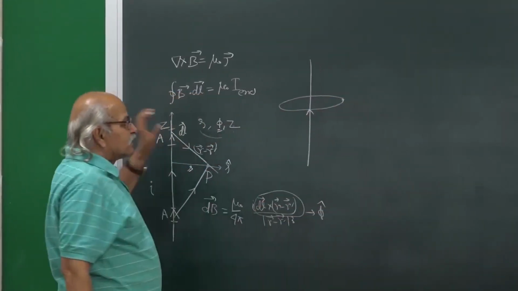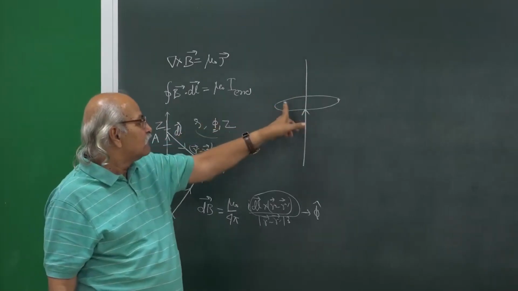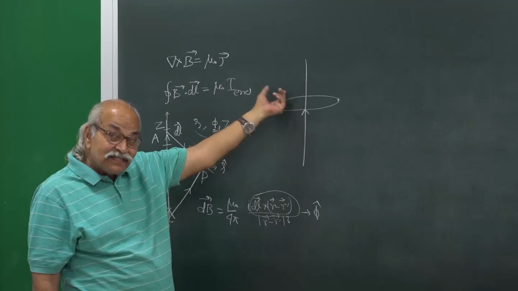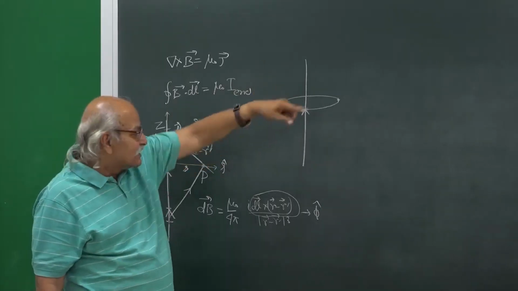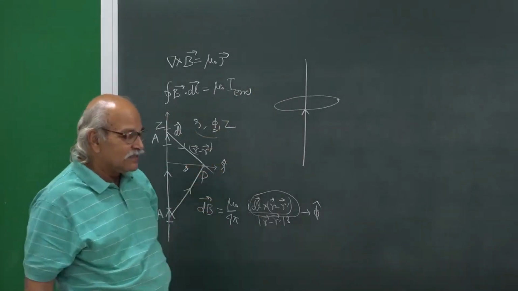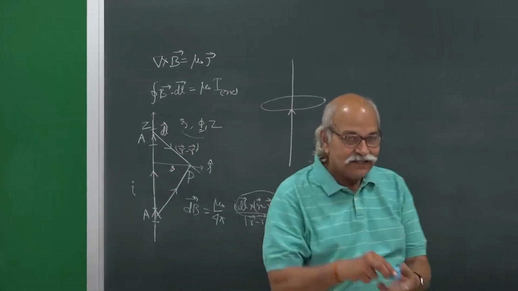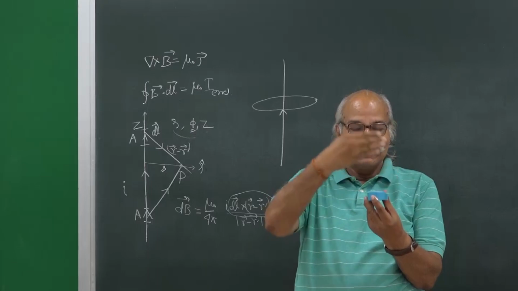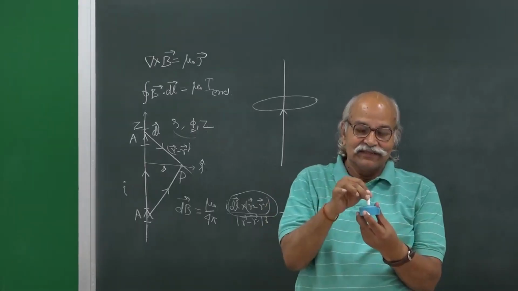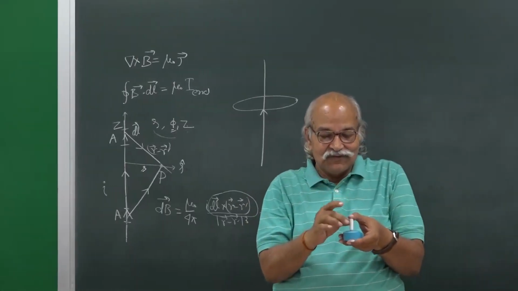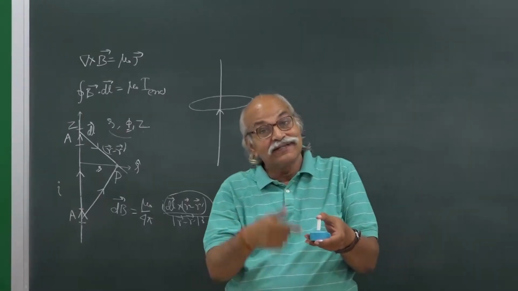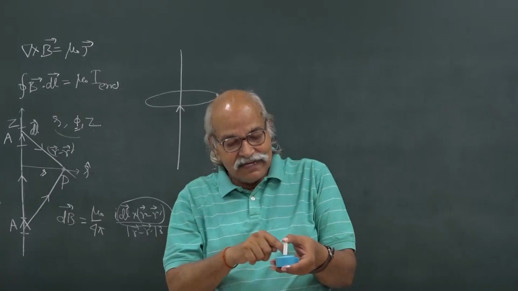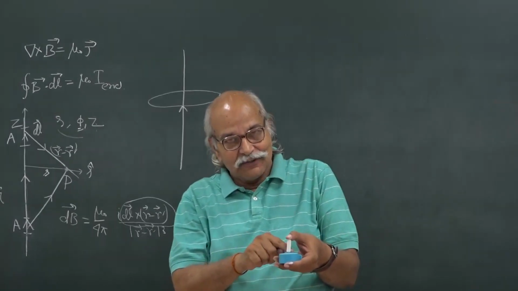You understand this circle is horizontal. Half the semicircle is here and the other half is behind the board. This is a circle of this kind. Here is our board, and this is the wire. This is the current, a long straight wire. And this is the curve on which we will evaluate Ampere's law.